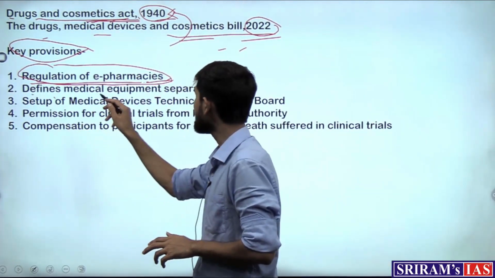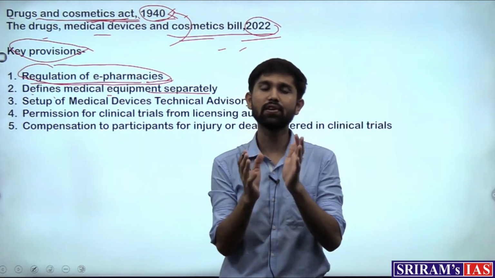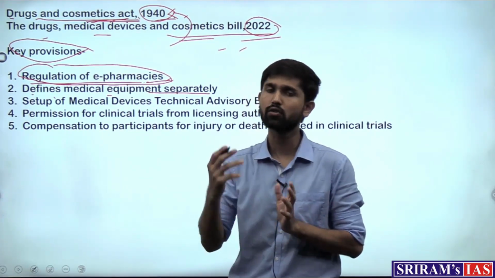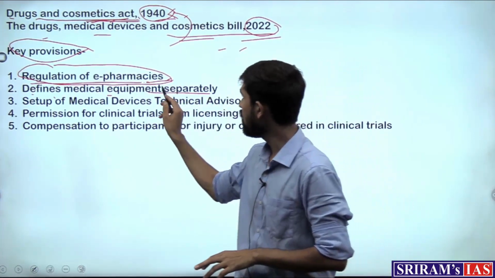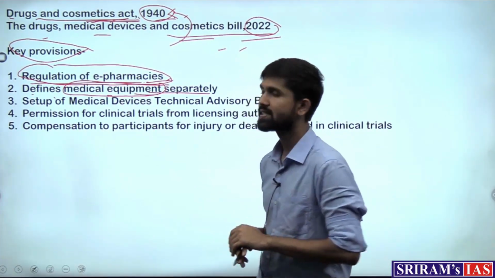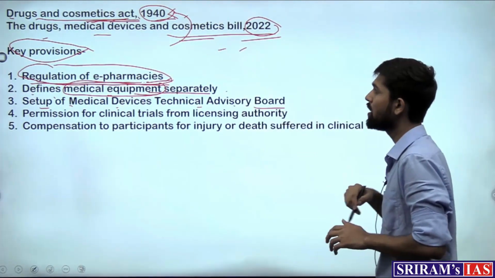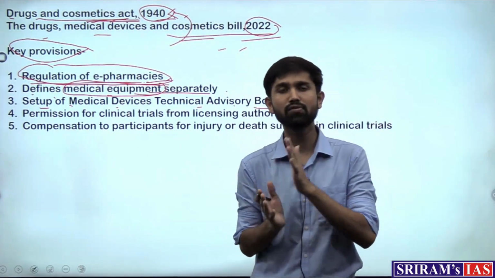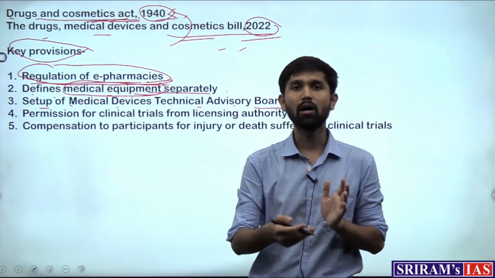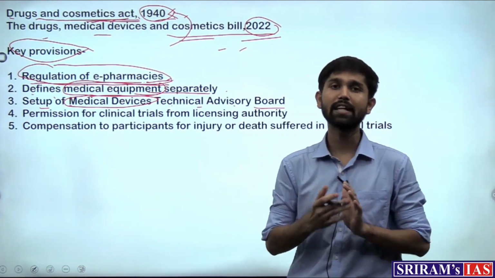Second, it defines medical equipment separately. Earlier, the Drugs and Cosmetics Act defined only what is meant by a drug, and all of the equipment that is used in hospitals was covered under the definition of drug. But now all the medical equipment, all the surgical equipment, all such equipment used in medical processes, is defined separately. Similarly, the bill also talks about setting up a medical devices technical advisory board, comprising experts from various departments of the ministries, which would set standards for the import, manufacturing and dealing of the medical devices that have come into such rampant use in the modern-day hospital sector.